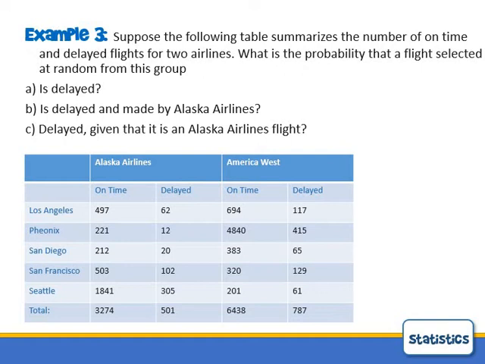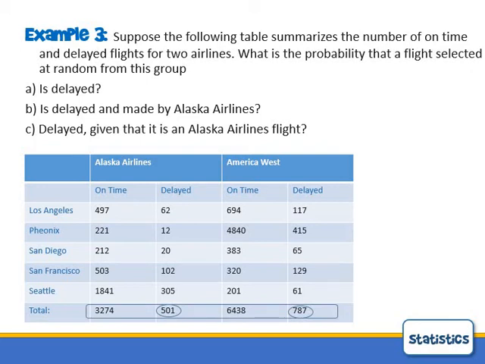Okay. But on part A, what's the probability it's delayed? Okay, so that's out of all the possible flights. We haven't restricted anything. So it's the number of delayed flights out of the total number of flights. And we're going to have to do some addition across the table here, right? So there's 2 different airlines. You have the number that's on time for Alaska, the number that are delayed for Alaska Airlines, the number that are on time for America West, the number that are delayed. So there's 501 that are delayed for Alaska Airlines, 787 that are delayed for America West. I add those together, I'll have the total number that are delayed.